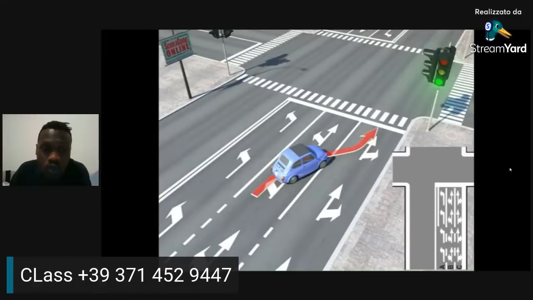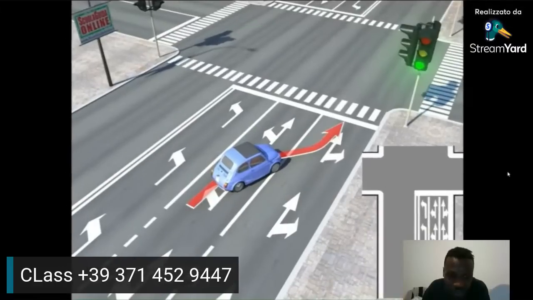When the line becomes continuous like this, in this situation, you cannot change lane anymore. I repeat, when the line becomes continuous, you cannot change lane anymore. Very good. So it's very important that we change lane only when the line is tratteggiata. If not, it is trouble. Let us not forget it. Very good.